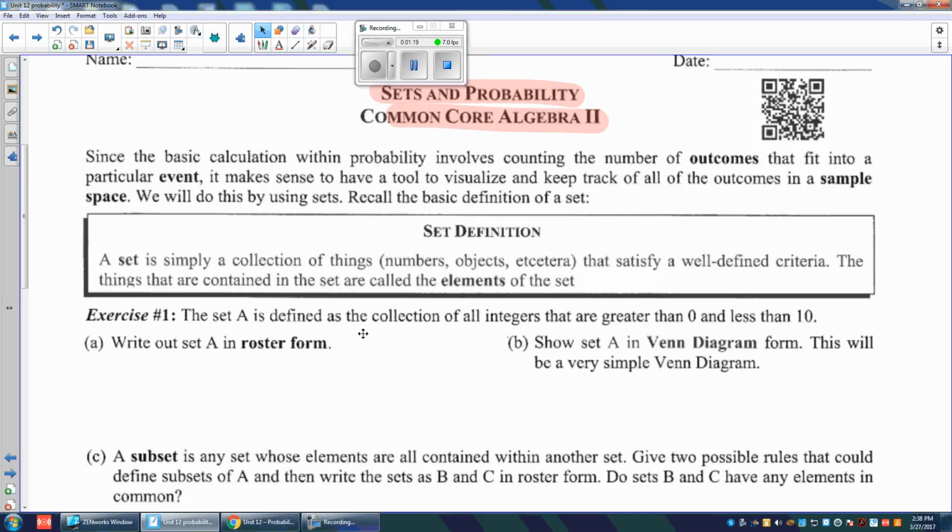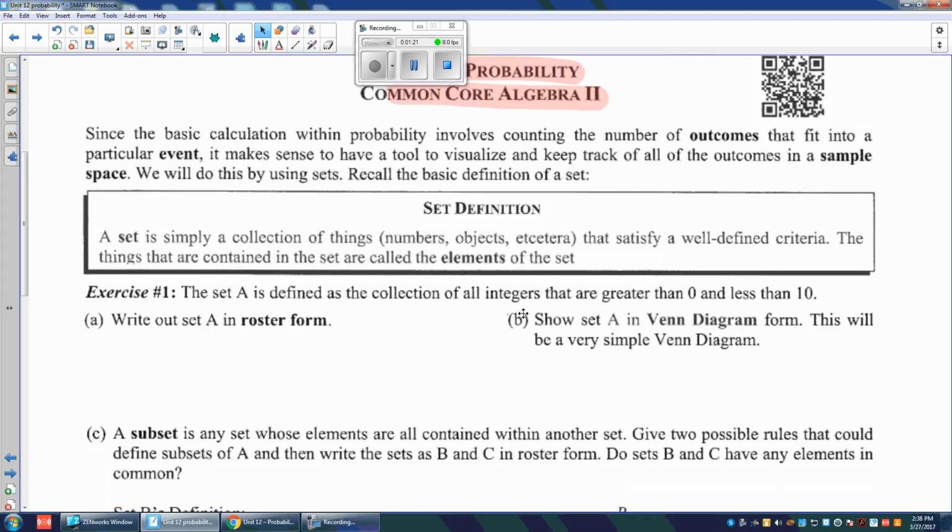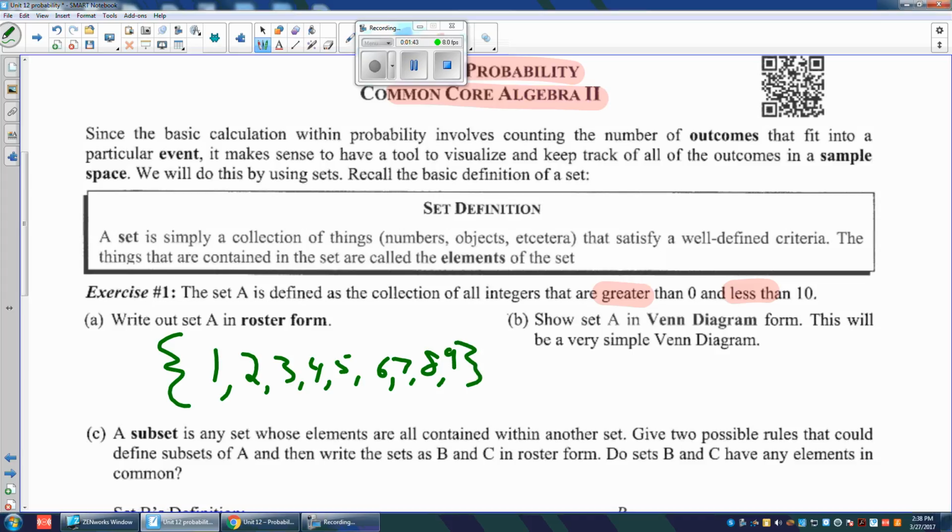Set A is defined as a collection of all integers that are greater than 0 and less than 10. Write it in roster form. 1, 2, 3, 4, 5, 6, 7, 8, 9. Why didn't it put 0 and 10? Has to be greater than 0 and less than 10.